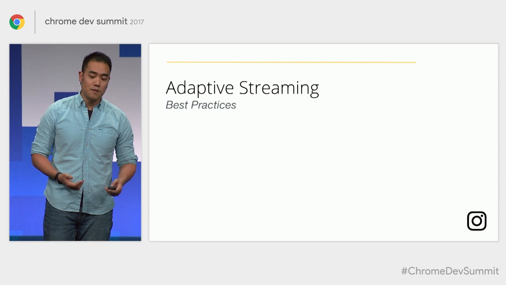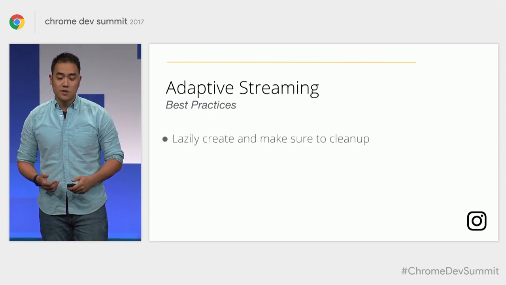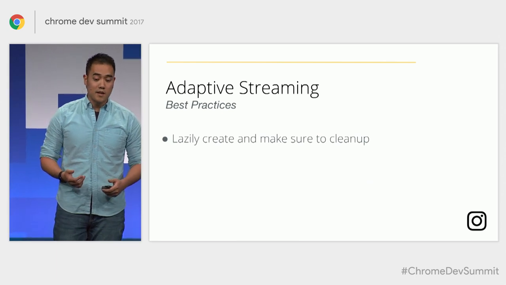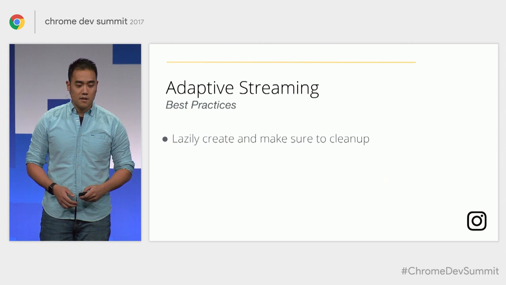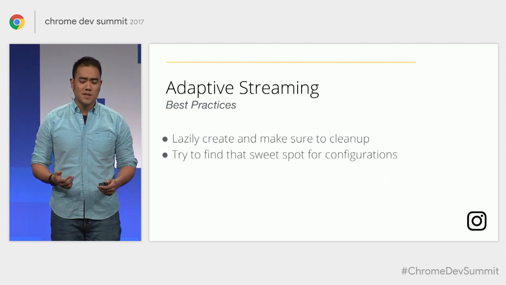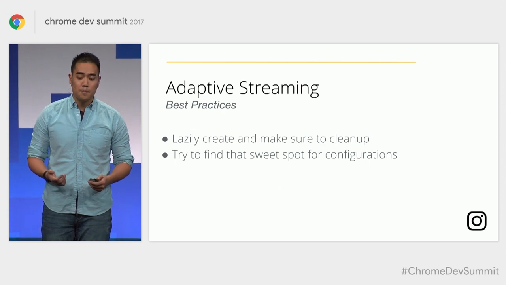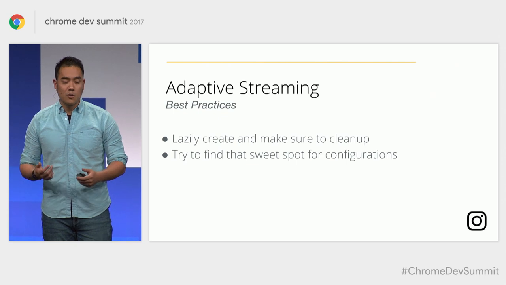We try to follow some best practices during these experiments. In our feed, we made sure to only instantiate players when needed and to actively use the Destroy API when we didn't. We understood that it would take some time to find that sweet spot for how frequently we'd switch or how much we'd buffer. Either being too aggressive or too passive would change results.